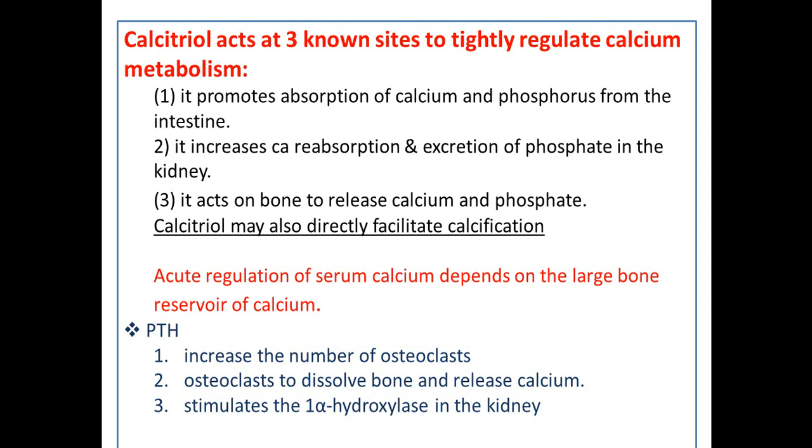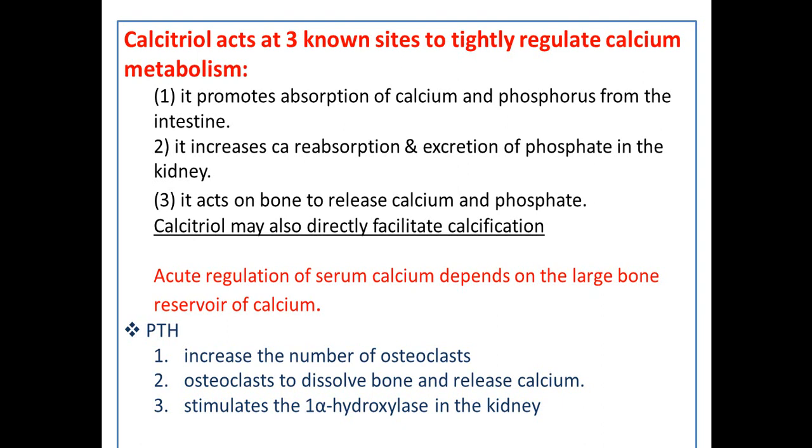Here we have to remember that calcitriol may also directly facilitate calcification. It depends on the level of calcium in the blood. When the calcium level is low, it will activate to release calcium and phosphate from the bone. But when there is a normal level of calcium or even a high amount of calcium, calcitriol directly facilitates calcification.